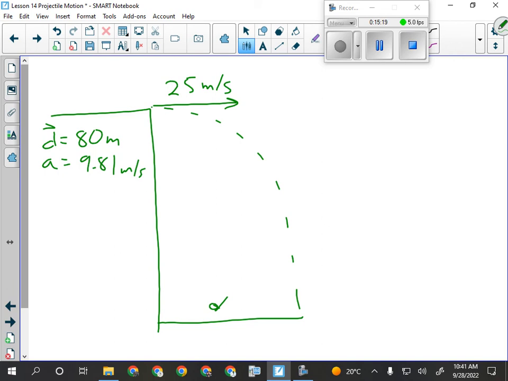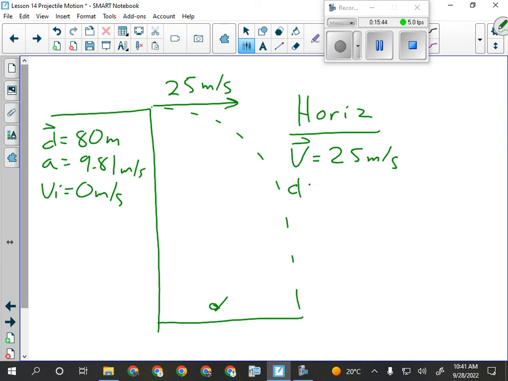The only thing the vertical part and the horizontal part share is time, just like the boat questions. The only thing they shared was time. Other than that, they were independent of each other. So I know from a horizontal perspective that the car drives off the cliff at 25 meters per second. I'm trying to figure out how far it goes, or what its displacement from the bottom of the cliff would be. Since I know that it's moving at a constant velocity, I would use v equals d over t to do any calculating with it.